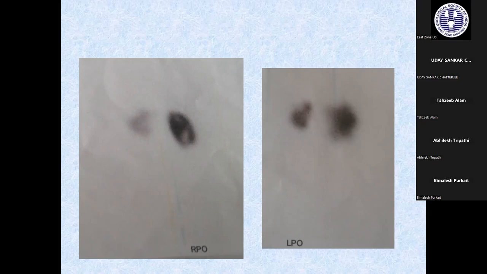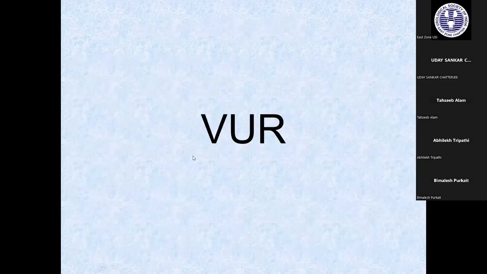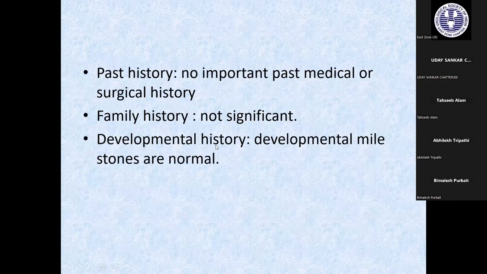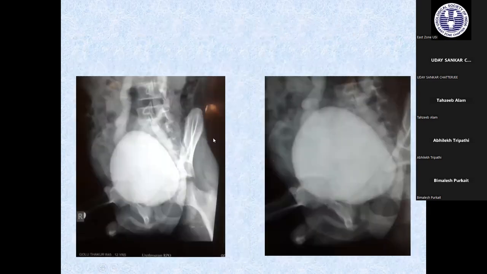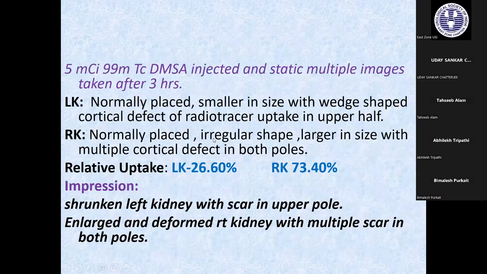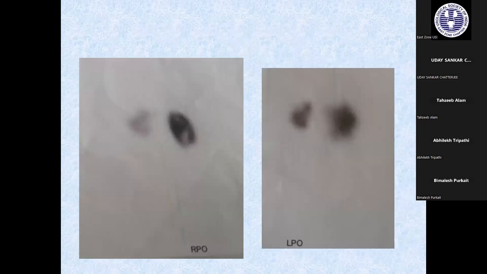Yes, sterile urine rarely does any harm. Infected urine does harm, and if it is added with pressure, then the harm is more. In this situation, the left kidney is almost 27% or something like that. In the next slide, it is 26.